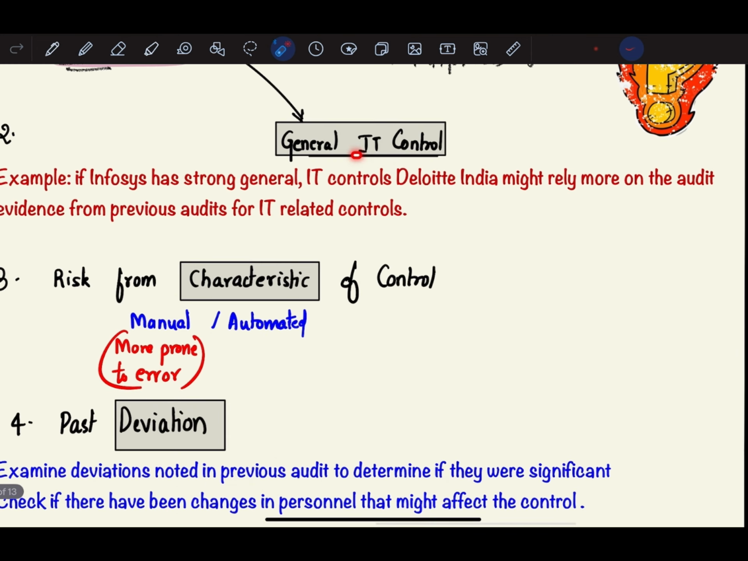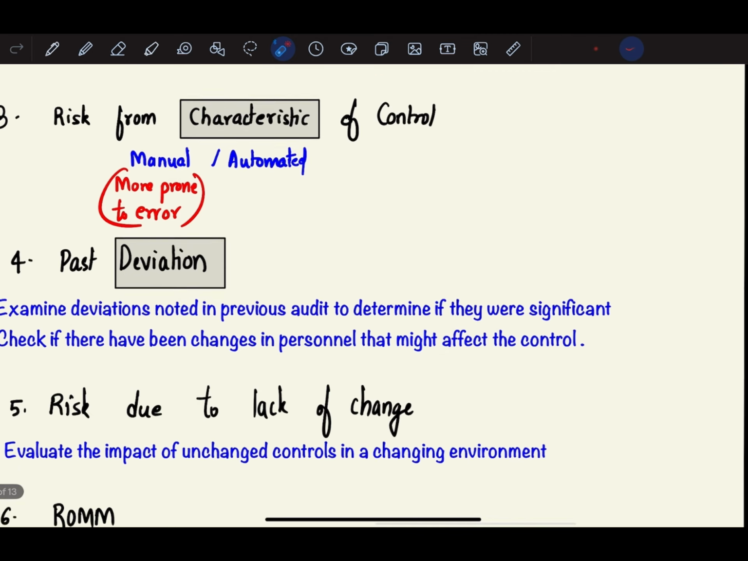So we have an example of general IT control. If Infosys has strong general IT controls, and Deloitte India is the auditor, then Deloitte India might rely more on the audit evidence from previous audits for IT-related controls. So that is the meaning. So what is the effectiveness of your internal control elements?